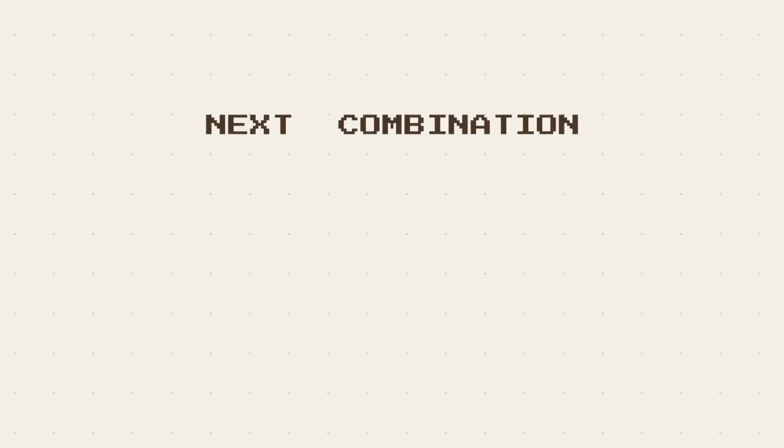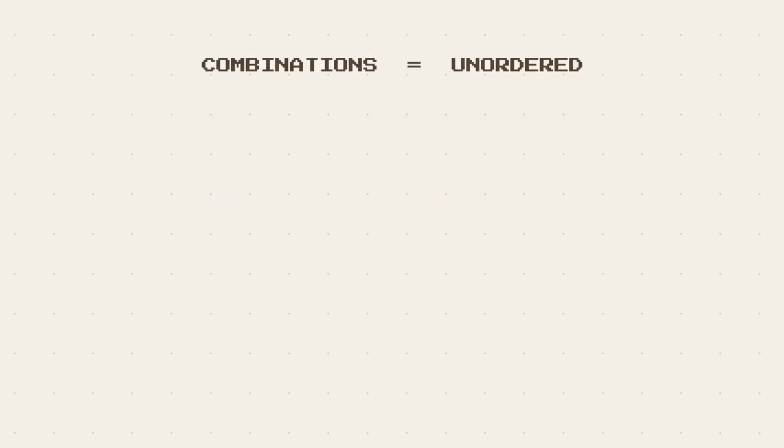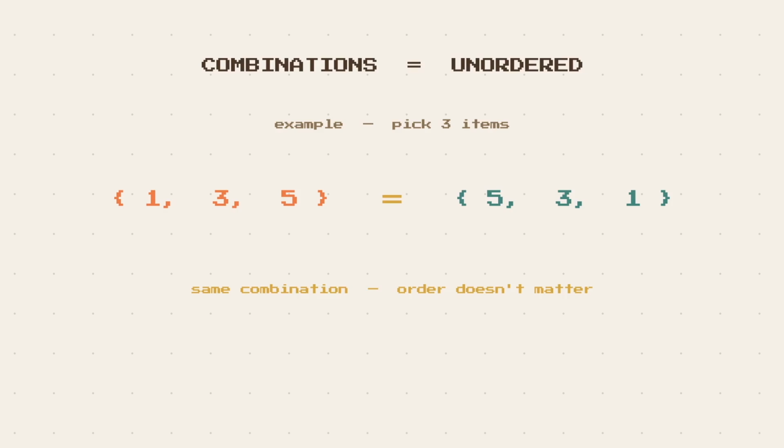Okay, now let's understand the combination representation, right? Once again, we're going to start with the representation. So combinations are unordered selections, right? The idea is if you're picking 3 items, the order you pick doesn't really matter. So the set 135 is basically equal to the set 531.